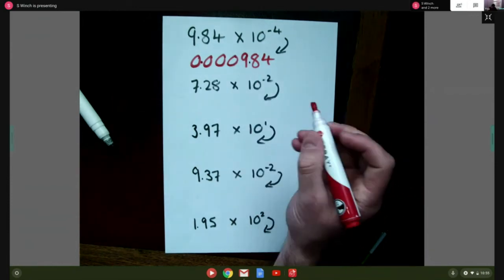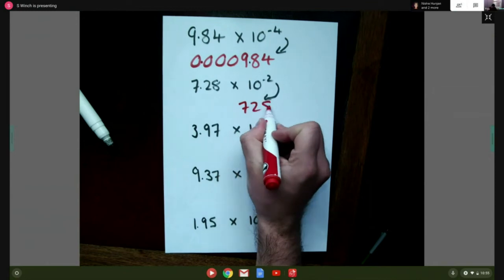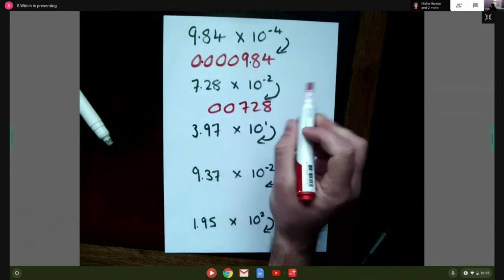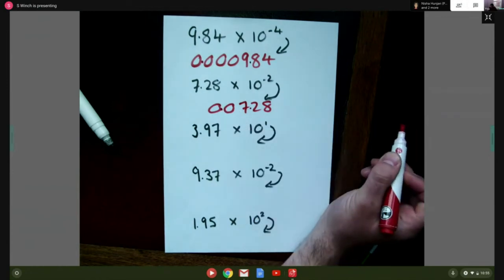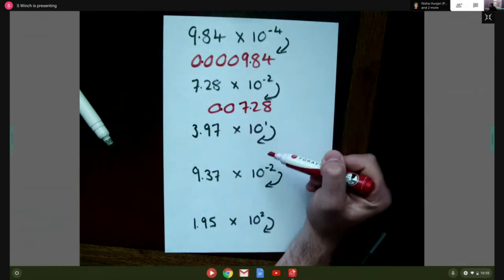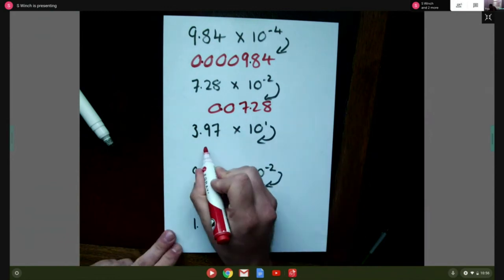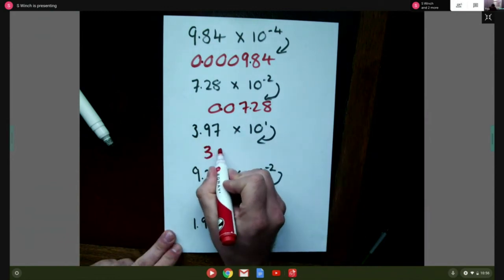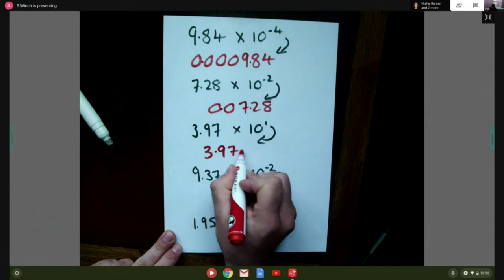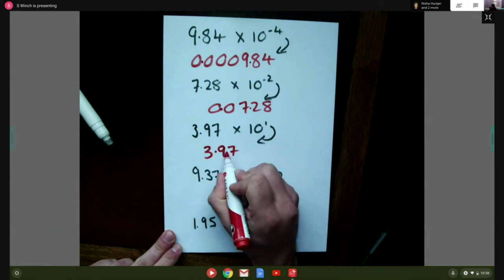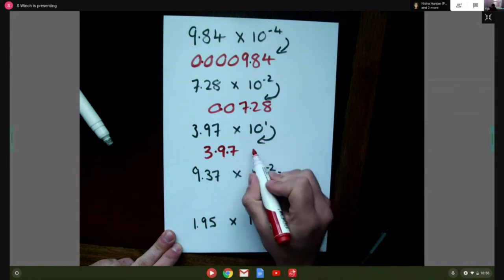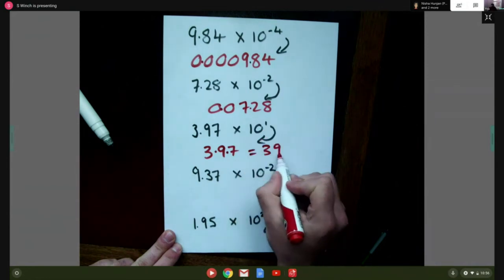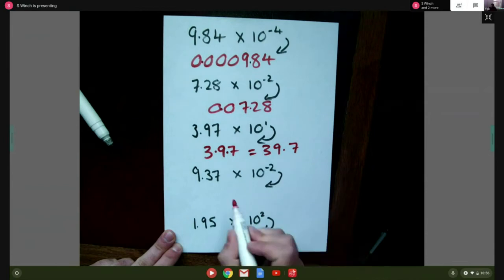Okay, let's do a couple more questions. 72800, and we're going to go once, twice, 0.0728. I'm just trying to see if we can go through these. 3.97 times 10 to the power of 1. So we're just going to move it up once because it's a positive number as opposed to a negative number. So I'll write that out again. It becomes 39.7.